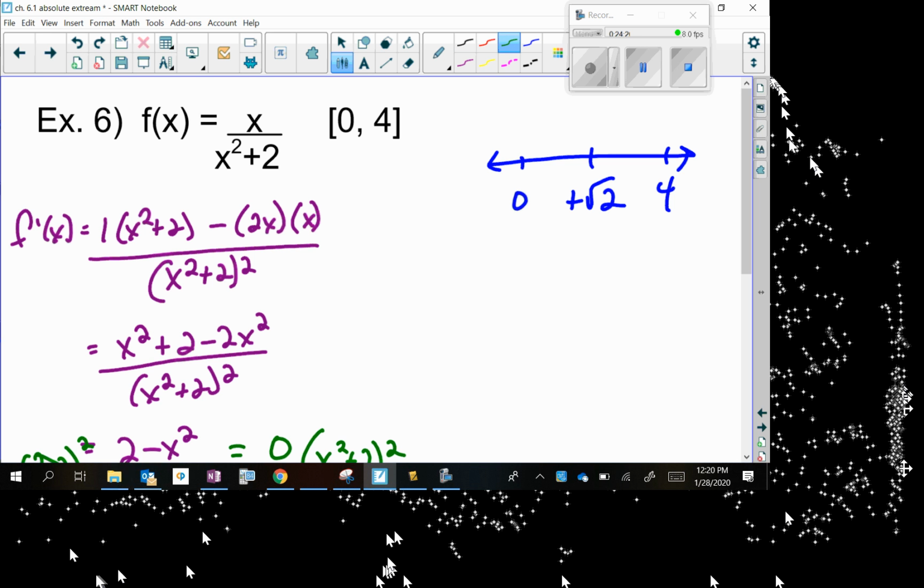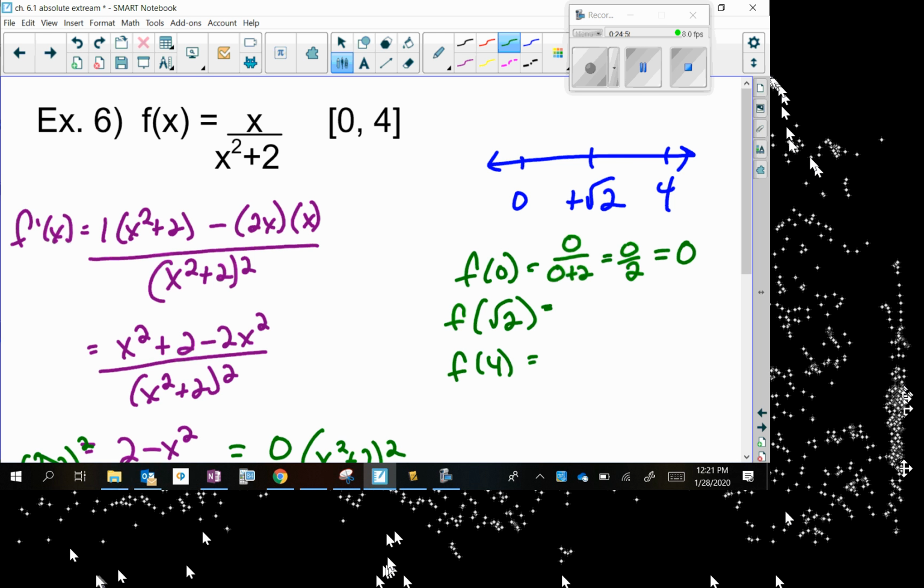So now we know our absolute min and max is going to happen at either 0 or radical 2 or 4. Okay, and we can plug those in. So be careful. F of 0, you might think, oh, it's going to be 0, right? But it's going to be 0 on the bottom, undefined, but again, we get 0 over 0 plus 2. So 0 over 2 is what? 0, right?